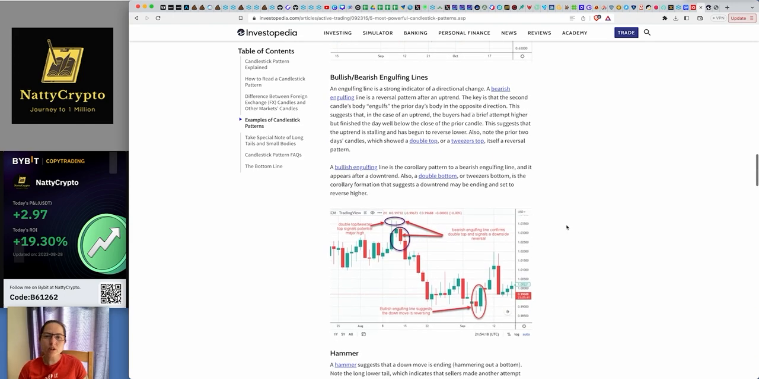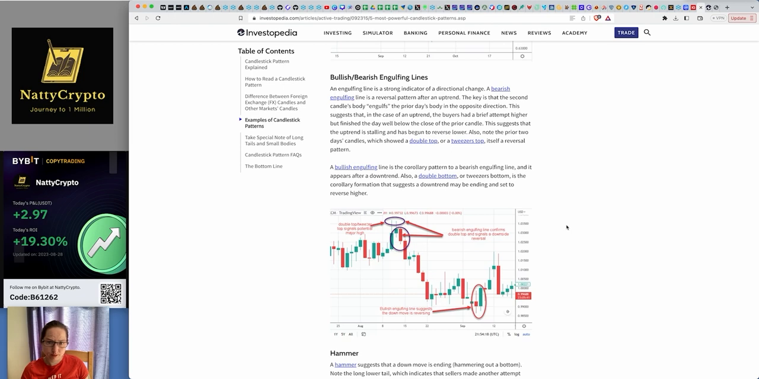Right, bullish and bearish engulfing lines. An engulfing line is a strong indicator of a directional change. A bearish engulfing line is a reversal pattern after an uptrend. The key is that the second candle's body engulfs the prior day's body in the opposite direction. This suggests that in the case of an uptrend, the buyers had a brief attempt higher, but finished the day well below the close of the prior candle. This suggests that the uptrend is stalling and has begun to reverse lower. Also note that the prior 2 days' candles showed a double top or a tweezers top, itself a reversal pattern.